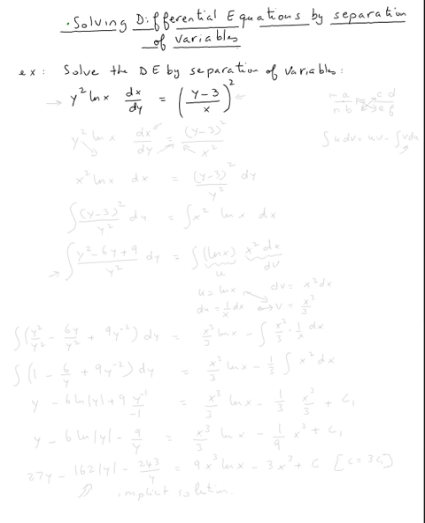Topic is solving differential equations by separation of variables. Alright, so let's do this example. The equation is y squared ln x dx/dy equals (y minus 3) squared over x. So remember, our goal is to have all the y's on one side and all the x's on the other side.